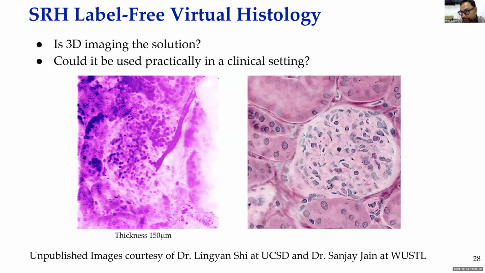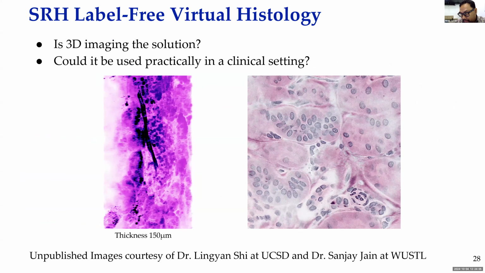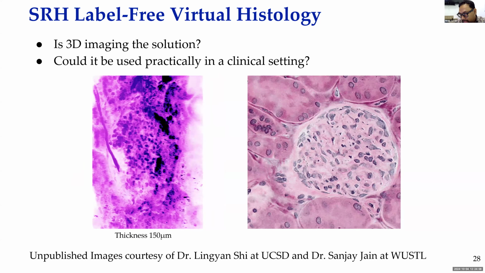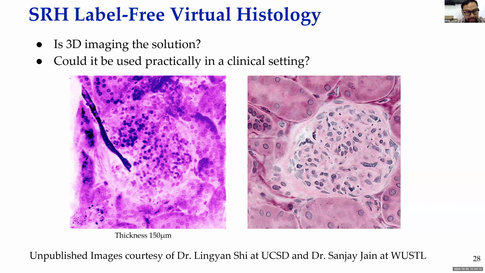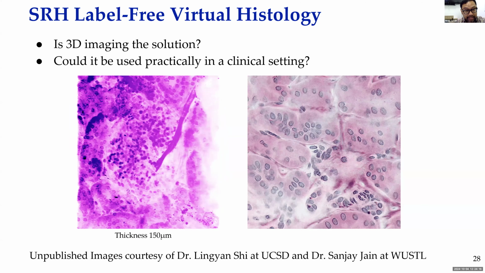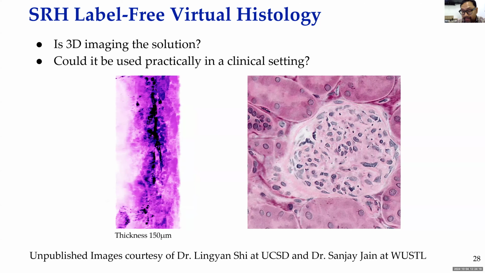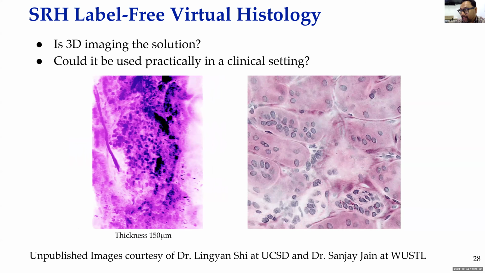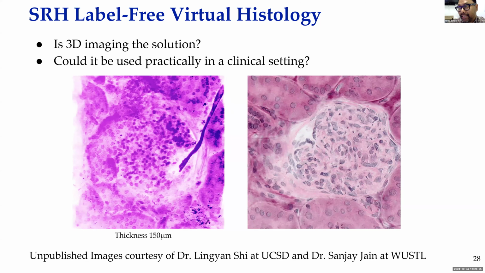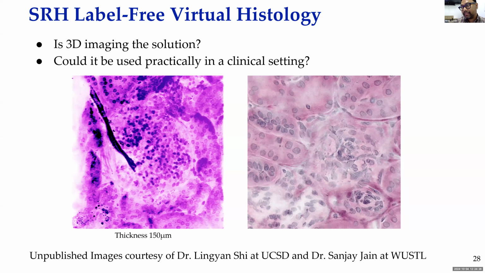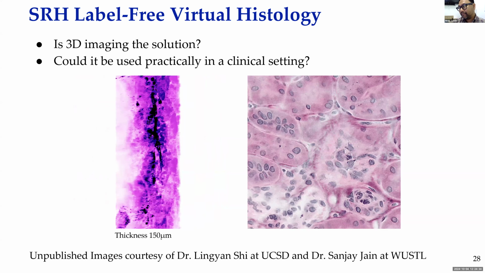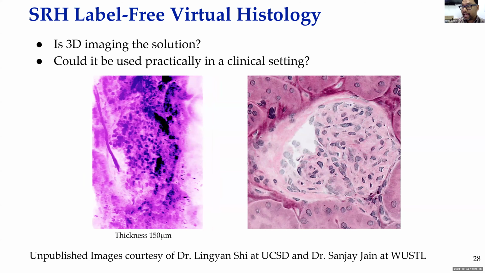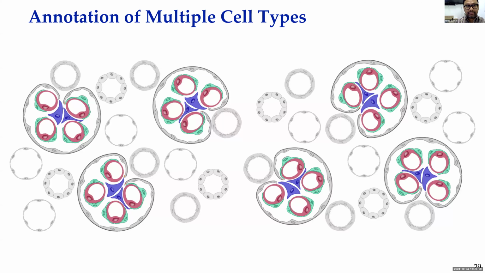The other thing, this is unpublished data from one of my champion colleagues, Lingyan Shi from UCSD, and Dr. Sanjay Jain from WashU. And this is talking about 3D histology. Maybe it's time to talk about 3D data, 3D histology, to improve our cell annotation from histology. This is being done with SRH labeling, it's Raman microscopy, being used here to reconstruct this 3D image, but we are moving in that direction.